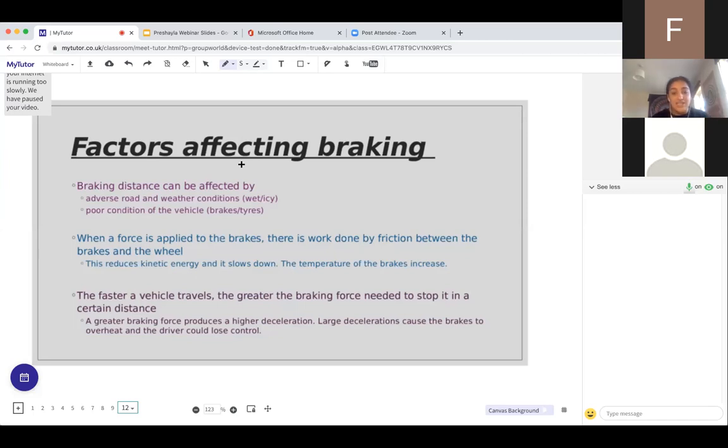But large decelerations are bad. We don't want to be slamming the brakes if we can avoid it. Large decelerations cause the brakes to overheat. And we don't want that, because the driver could therefore lose control. Okay, so factors that affect braking and factors that affect thinking are 2 separate things, and we need to know how to differentiate between both of them. So that is all of the content.